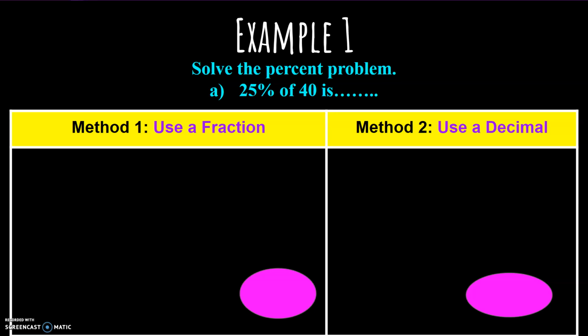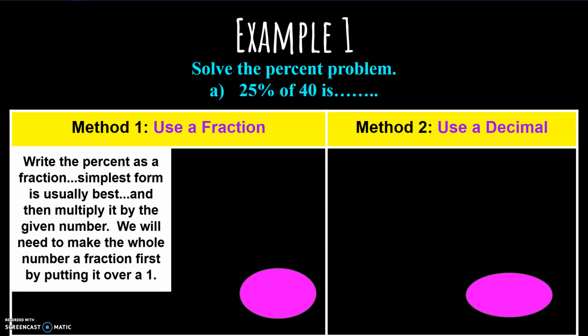So there's two ways to do this. We can use a fraction or a decimal. Let's start with a fraction. First, we're going to write the percent as a fraction. In simplest form is usually best, but not required. Then multiply it by the given number. We know how to multiply fractions, something we've done, straight across. We will need to make the whole number, in this case 40, a fraction by putting it over 1.